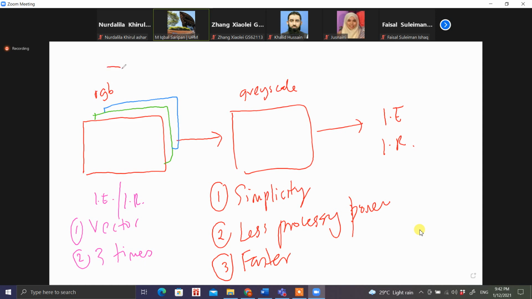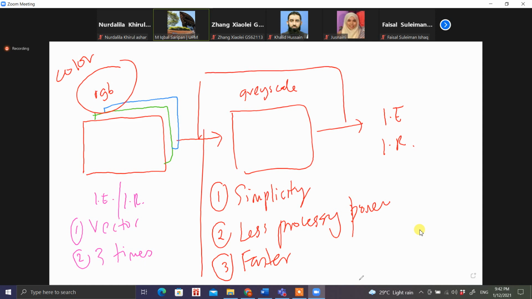We will discuss RGB when we go into color image processing later. For now, we will only concentrate on grayscale. Okay, understand? Okay, doctor. All right, so we'll go next to, where's the PowerPoint just now? Okay, this PowerPoint.